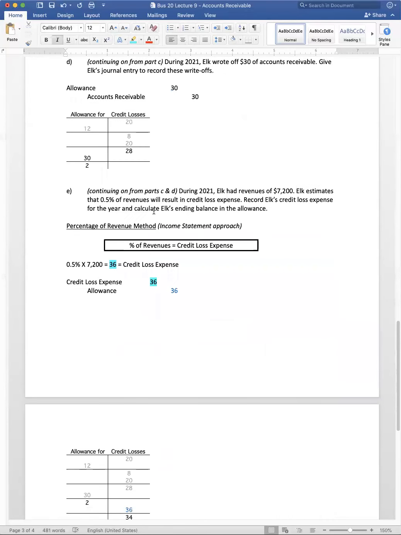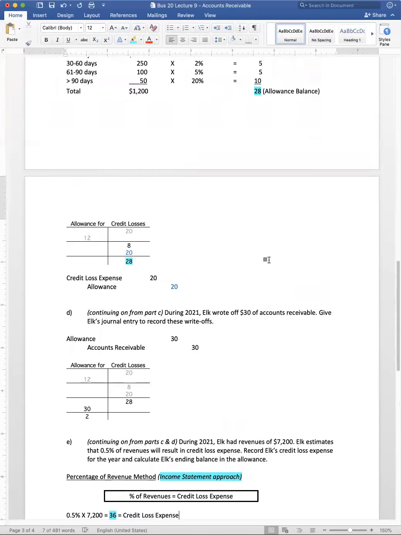Now, over here, we're using the percentage of revenue method, and the percentage of revenue method is an income statement approach. Instead of looking at the balance sheet and the receivables, we're looking at the income statement and we say, hey, we've got all these revenues, but some of those revenues we're not actually going to collect the money. And that's going to be an expense for us, a credit loss expense. So we're looking at the income statement and we're using revenues on the income statement to calculate the expense on the income statement. So we're taking the two income statement items together, the revenues and the expenses.